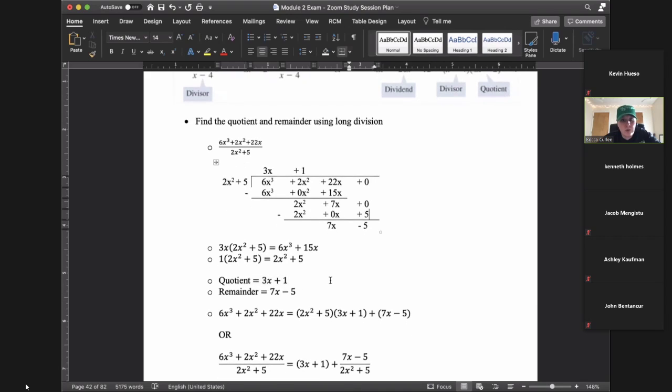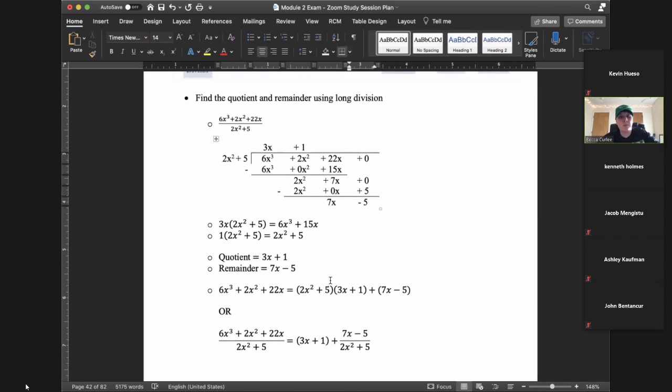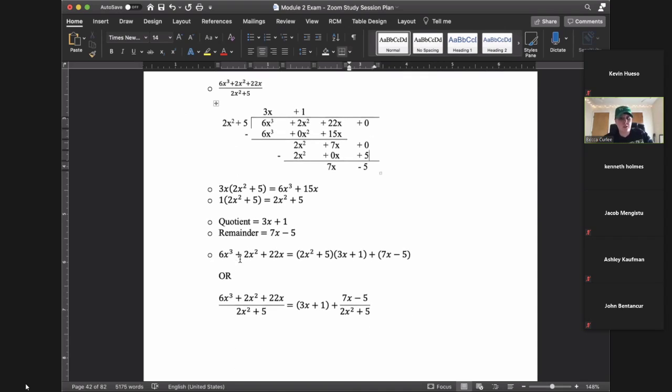So the quotient is 3x plus 1. The remainder is 7x minus 5. So you can write it these two different ways. You can do it with the dividend, and you can do it with the dividend over the divisor. That's when you have to put the remainder over the divisor.